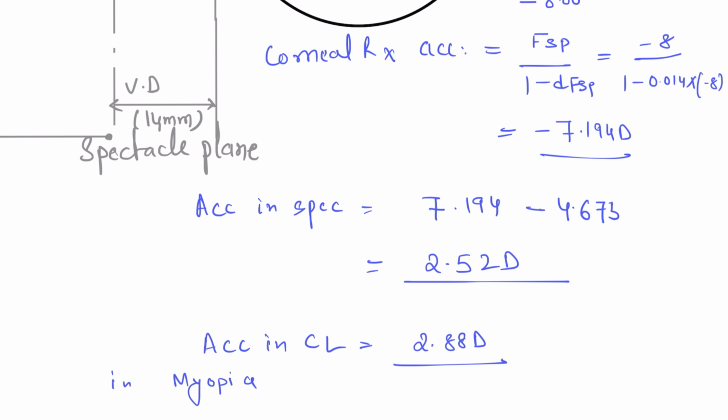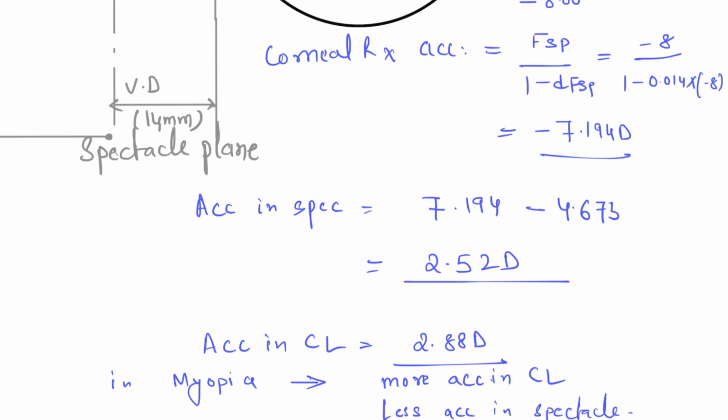In case of myopia, when you are switching a patient from spectacle to contact lens, they have to exert more accommodation in the contact lens and less accommodation in the spectacle lens. That's the reason a hyperopic patient exerts less accommodation when using a contact lens, and a myopic patient exerts more accommodation when using contact lenses.